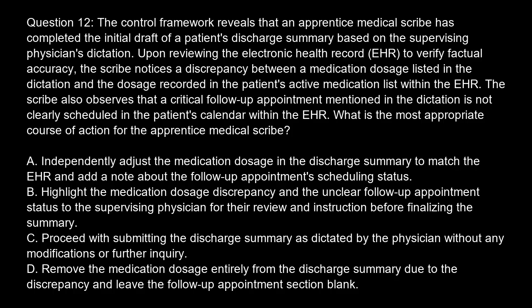Option A. Independently adjust the medication dosage in the discharge summary to match the EHR and add a note about the follow-up appointment scheduling status. Option B. Highlight the medication dosage discrepancy and the unclear follow-up appointment status to the supervising physician for their review and instruction before finalizing the summary. Option C. Proceed with submitting the discharge summary as dictated by the physician without any modifications or further inquiry. Option D. Remove the medication dosage entirely from the discharge summary due to the discrepancy and leave the follow-up appointment section blank.